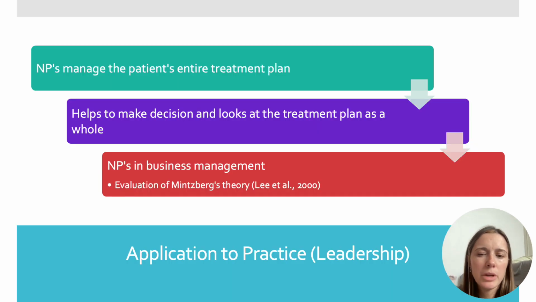So basically how we can apply this management theory to nurse practitioners is nurse practitioners actually, especially in the primary care setting, manage the patient's entire treatment plan. So if you are the primary care provider, you could be referring your patient to a cardiologist, to a pulmonologist, nephrology, all these different things, but you are the primary care provider. And so you're managing this person's treatments and outcomes. So even though it's more like a business management theory, you can actually take this as a nurse practitioner, because you're going to be handling so many different things.